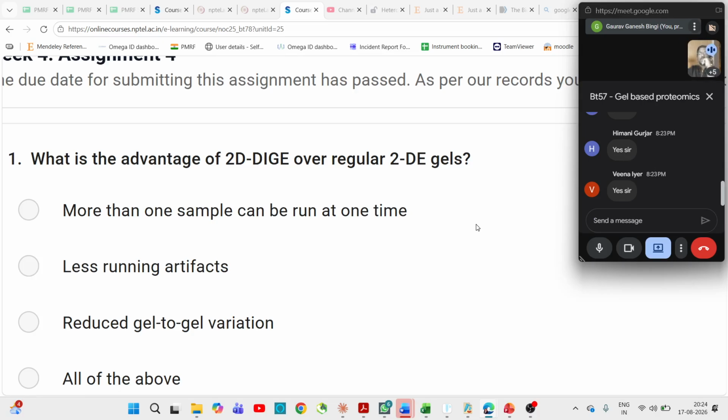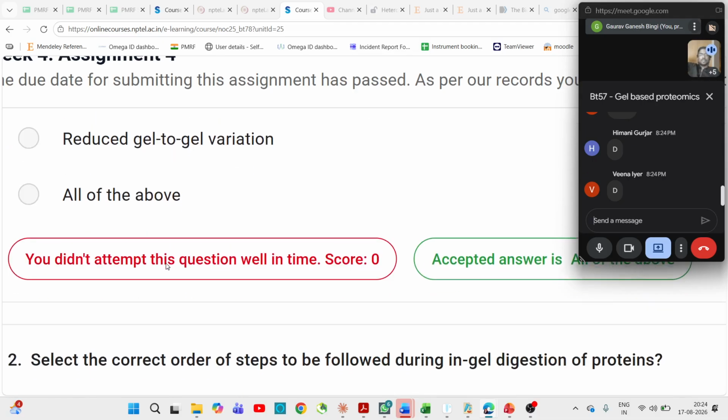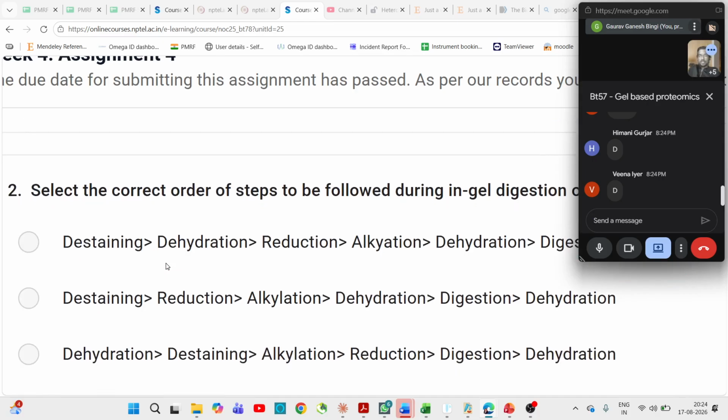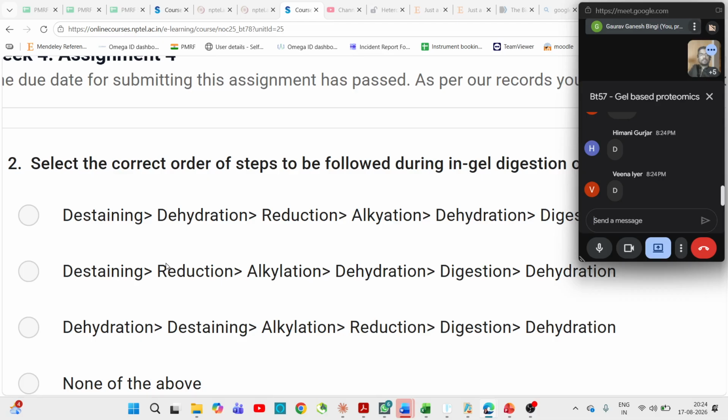Okay. What is the advantage of 2D DIGE over 2DE? Yeah, it's D, all of the above. So it helps in adding more, you can run more than one sample. There are fewer artifacts, obviously, because running one sample each will create more artifacts, and obviously gel to gel variation is reduced.